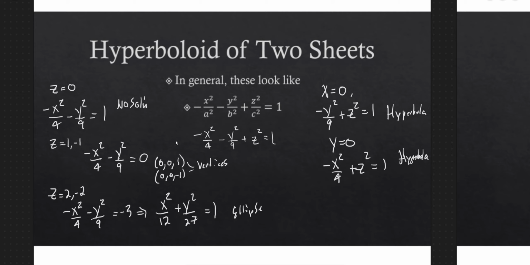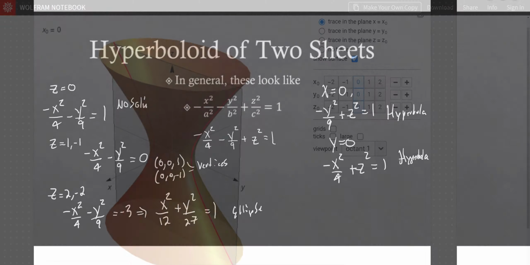And then, so this is the big thing, is we have no trace at the xy plane. We get vertices at 1 and negative 1, and then we start seeing ellipses. So can you imagine that? Try for a second to imagine what it's going to look like. And then I will reveal here.